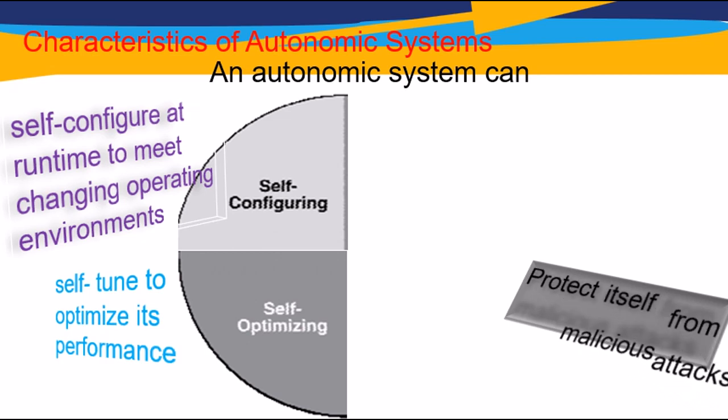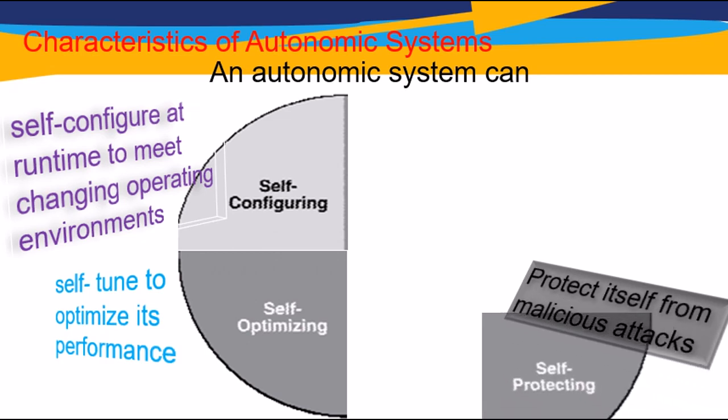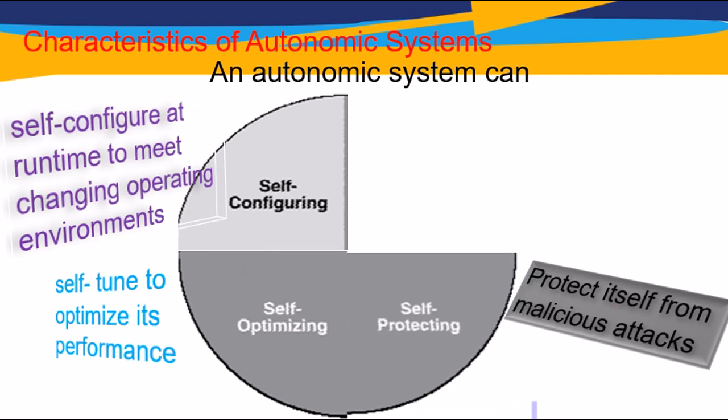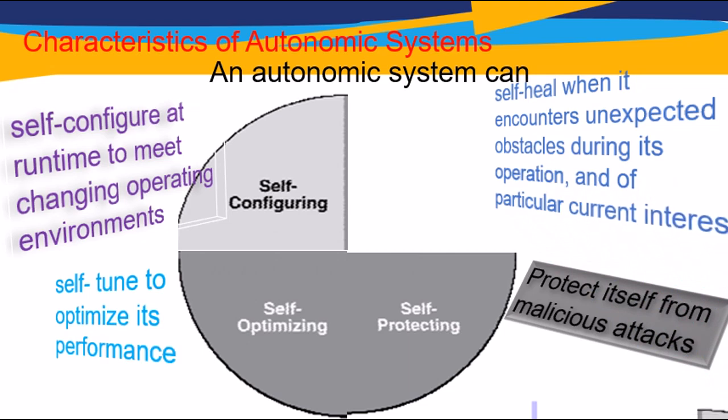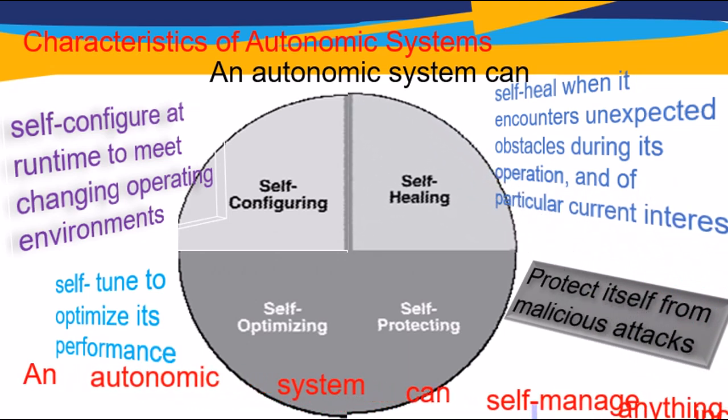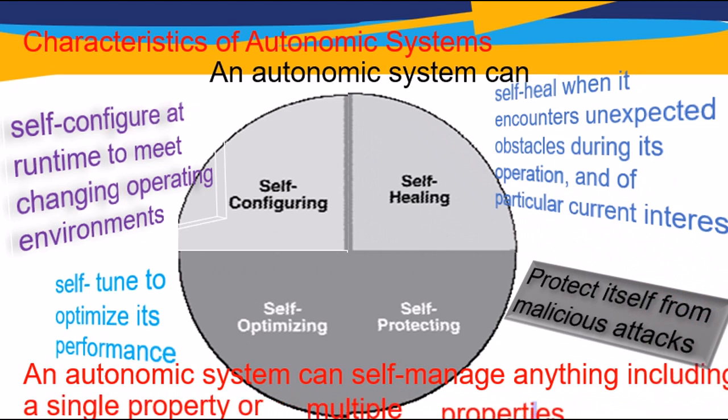And self-protecting, or protecting itself from malicious attack, especially to secure information, being able to detect, identify, and protect against failure and security attacks. And self-healing when it encounters unexpected obstacles during its operation, and of particular current interest, this is especially business resiliency, being able to discover, diagnose, and prevent disruptions.